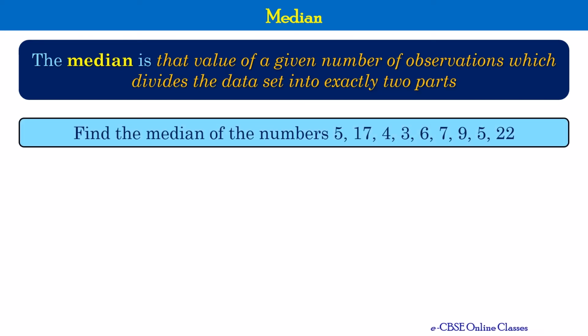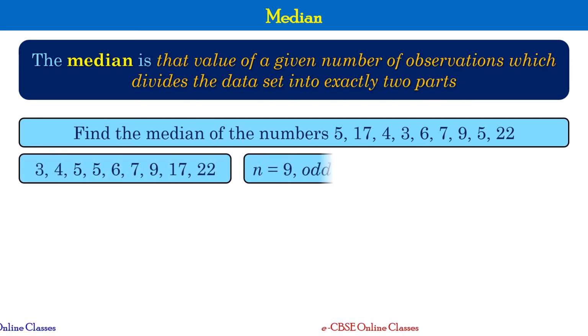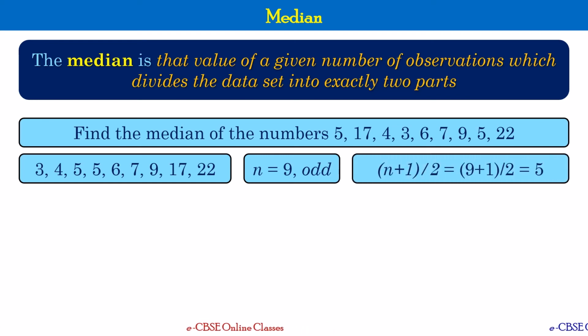Okay, let's quickly do a couple of example problems to understand more. Find the median of the numbers 5, 17, 4, 3, 6, 7, 9, 5, 22. Here I have 9 numbers. The first step is to sort them either in ascending or descending order. I am arranging them into ascending order. Now my total number of observations is 9, which is odd. So I need to pick (n plus 1) by 2, that is (9 plus 1) by 2. So the fifth observation will be my median. Here the fifth observation is 6.